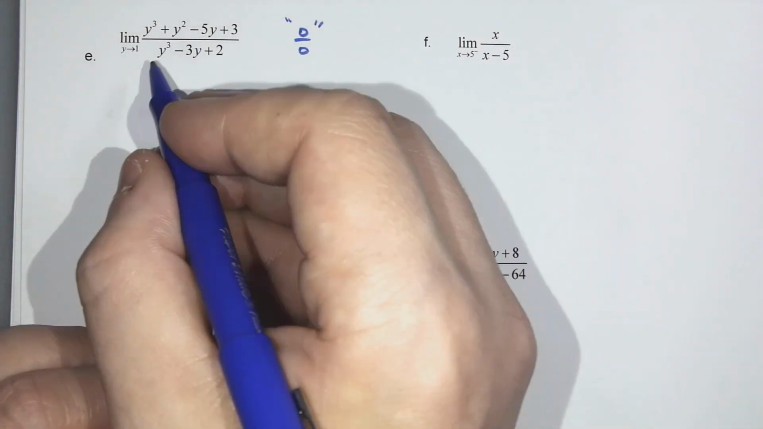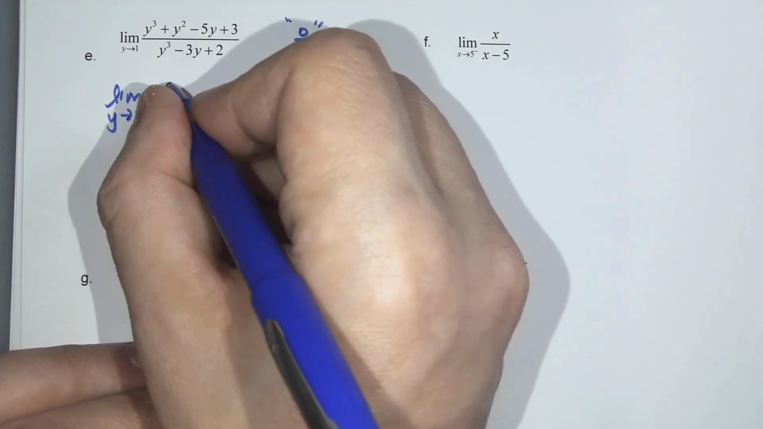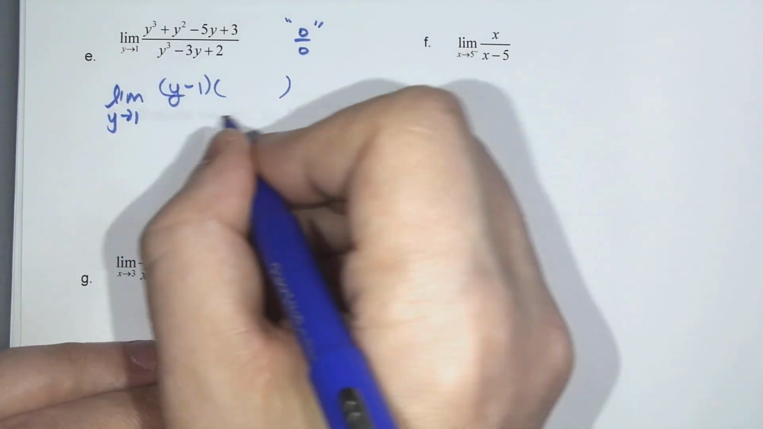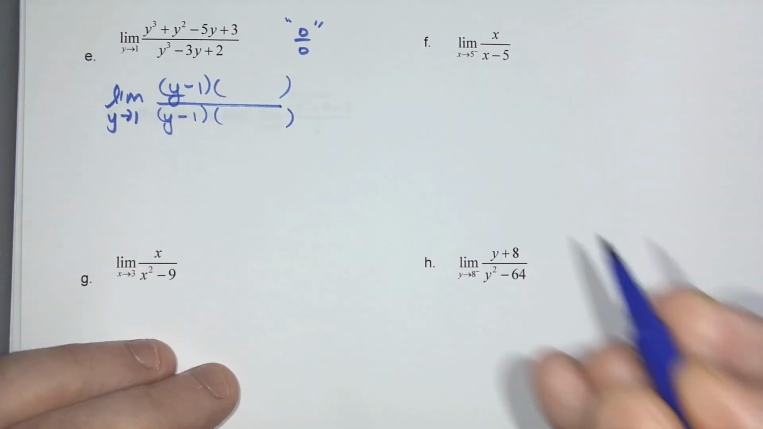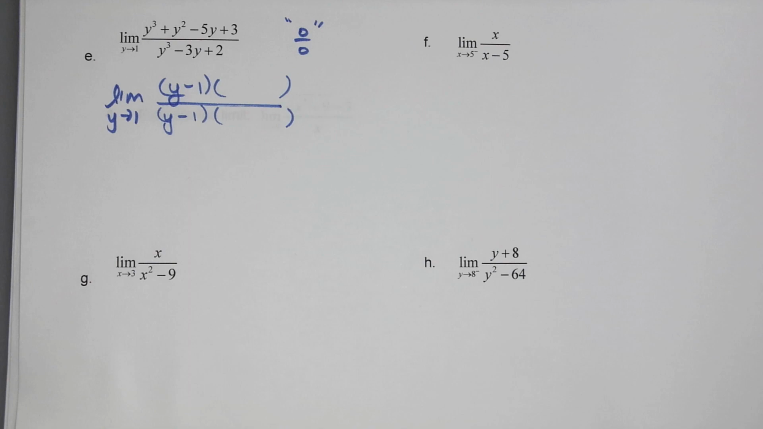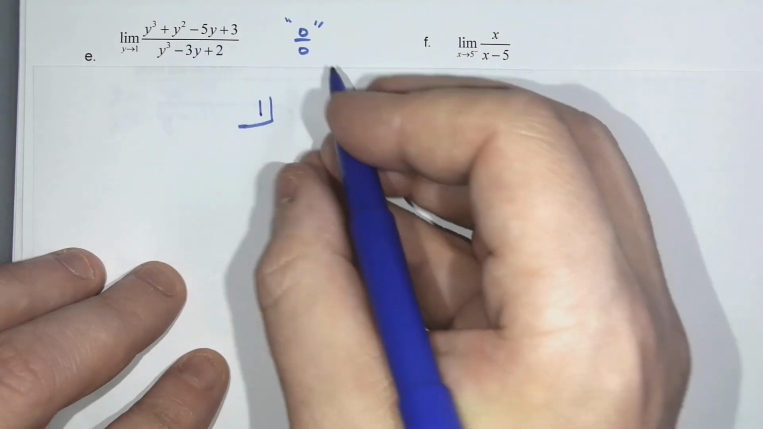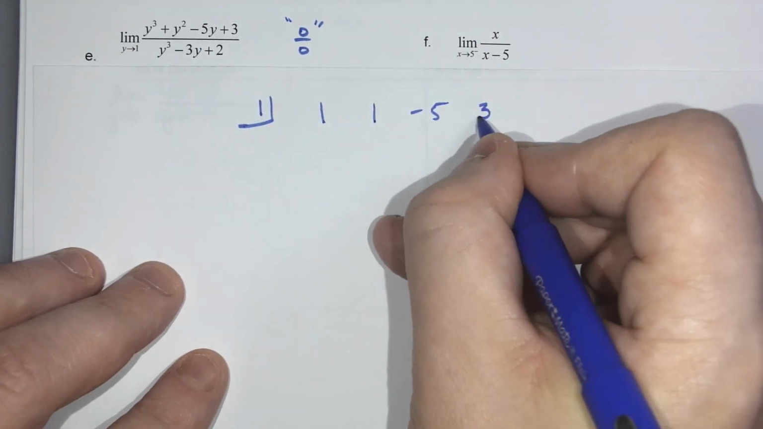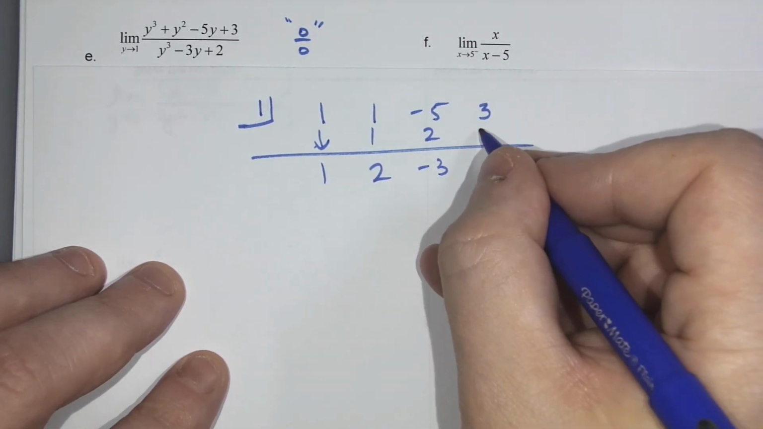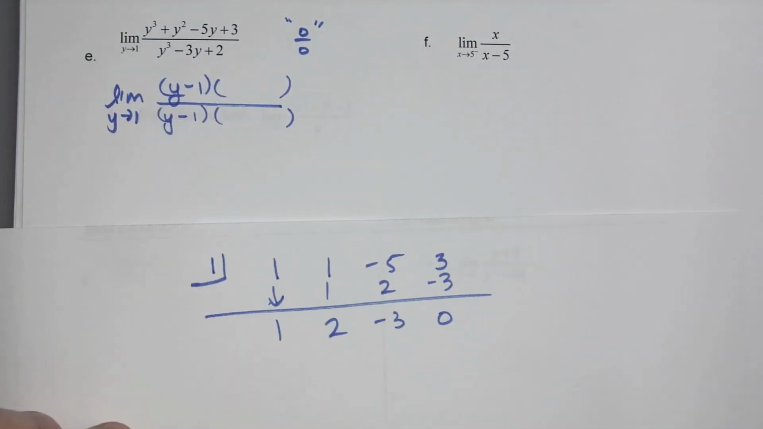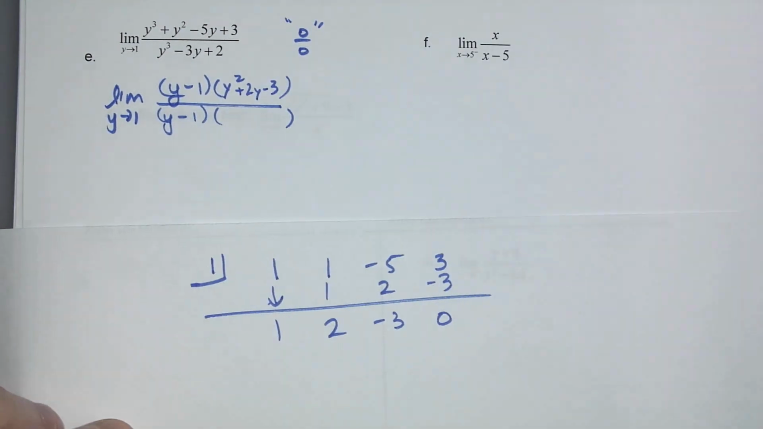So in order to see what is remaining here, let's write this as the limit as y approaches 1 of y minus 1 multiplied by some quadratic. And on the bottom we have y minus 1 times some other quadratic, right? To see what those are, let's do some synthetic division. 1 into the numerator, 1, 1, negative 5, 3. 1, 1, 2, 2, negative 3, negative 3, 0 would leave me with y squared plus 2y minus 3.